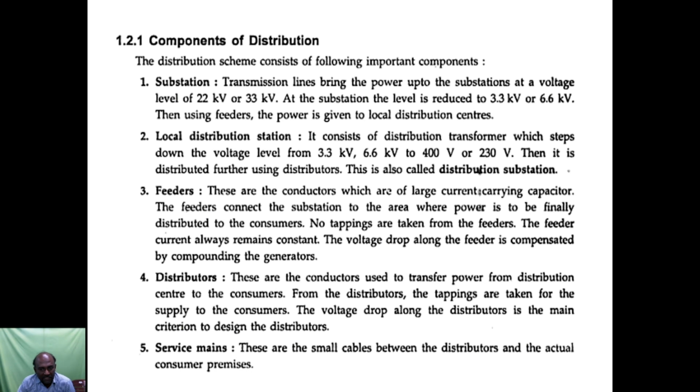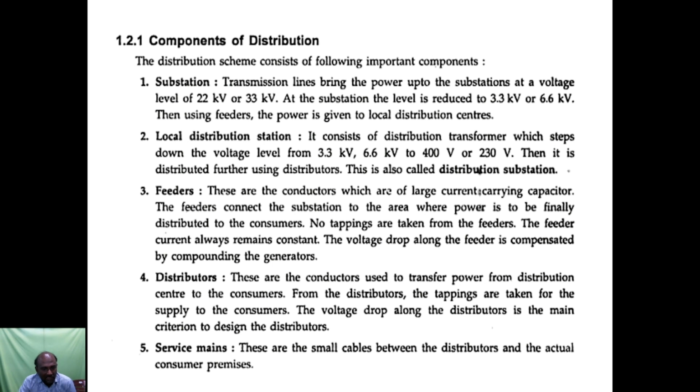The voltage drop along the feeder is compensated by compounding the generators. So we have voltage drop in the lines that may be compensated by compensation. Compensation means compensation of reactive power. Using a reactive power compensation device, we can make up the voltage drop we faced. Here the reactive power compensation device is compounding generators. Using synchronous generators, we can compensate the reactive power, balancing the voltage drop.